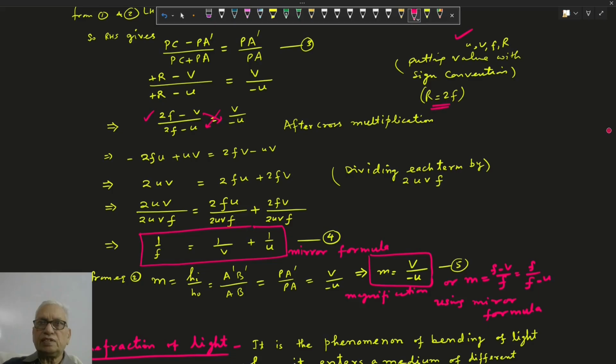तो UV एक तरफ ले लिया, हर टर्म को 2F से डिवाइड करते हैं, ऐसे पहले करते हैं हमेशा सिंपल. So 1/F is equal to 1/V plus 1/U. This is the mirror formula.